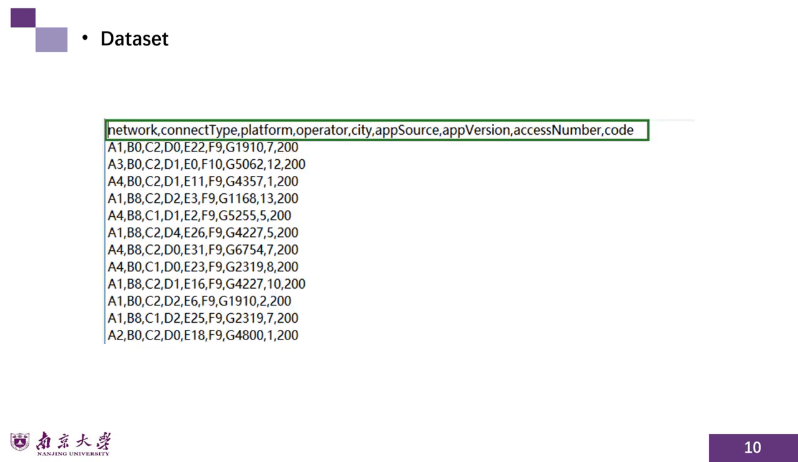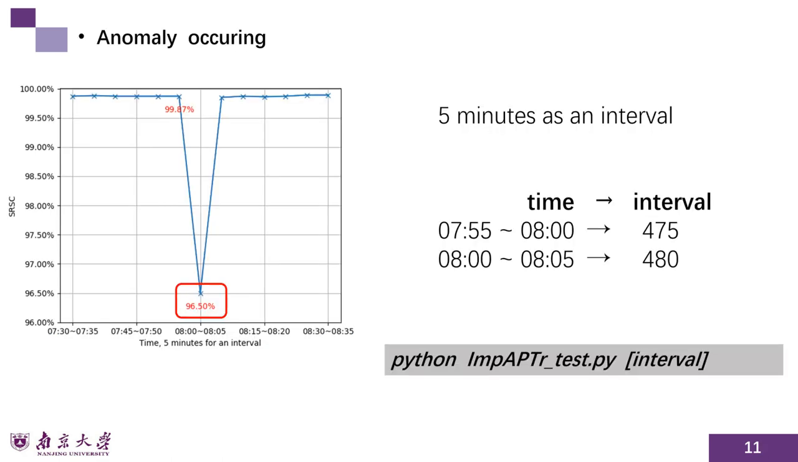Finally, I will describe the usage of this tool. In this page, the request records of an interval are shown in this picture. Each line contains different attribute values and the state code, which represents successful or failed. When we notice the decline, we need to input the parameter and run the Python file. The parameter is the time interval, which represents the anomaly interval in this picture.